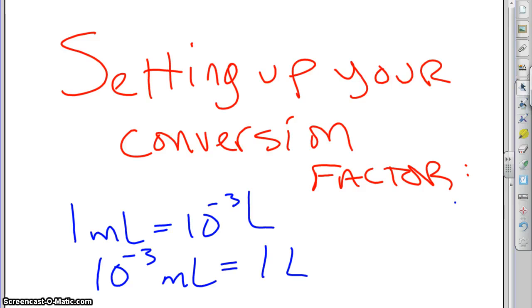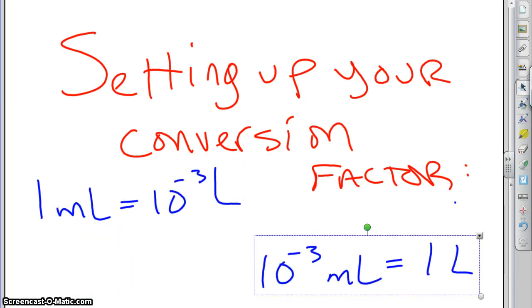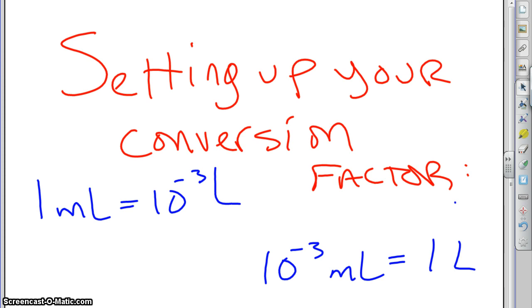So how do we do it? Well, it's one of these 2 ways. It's either this way or it's this way. One of these is right, one of them is wrong. And it's real simple to know which is right and which is wrong. There's a couple of ways to think about it. First of all, what does milli mean? Milli means 10 to the negative third. So here we have essentially the statement 1 milli is 10 to the negative third. 1 times 10 to the negative third liters equals 10 to the negative third liters.